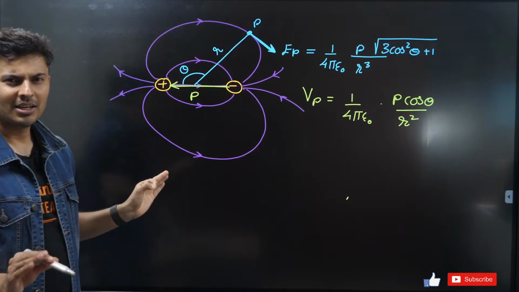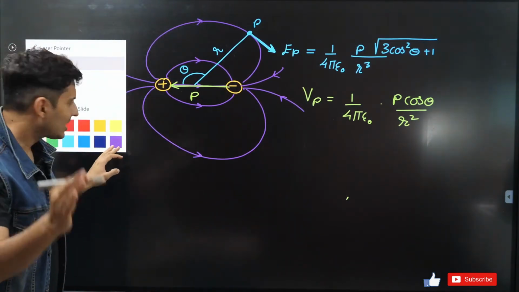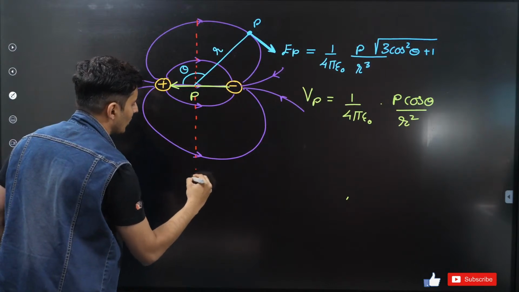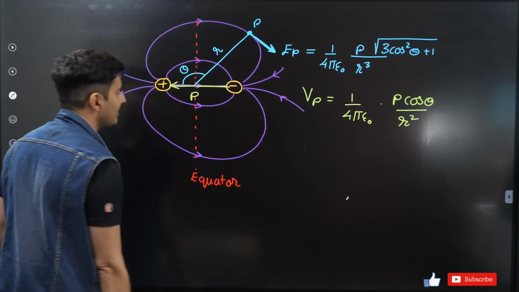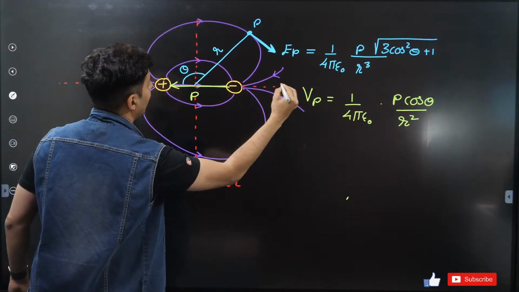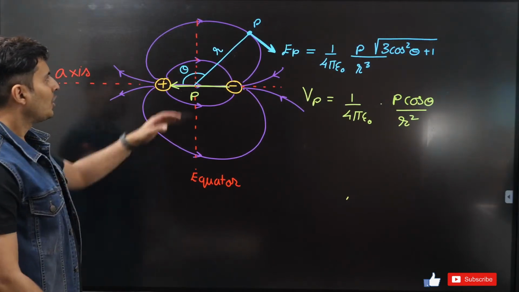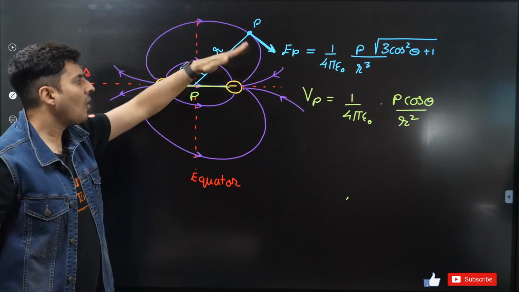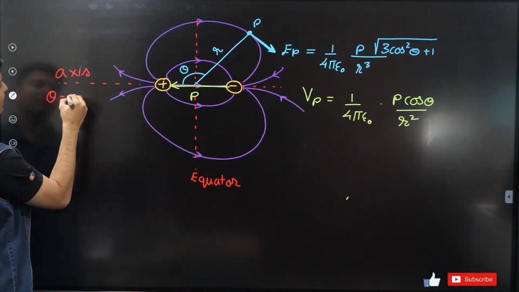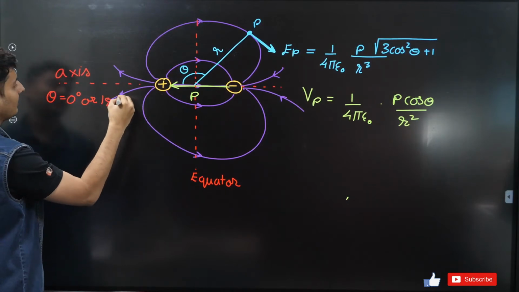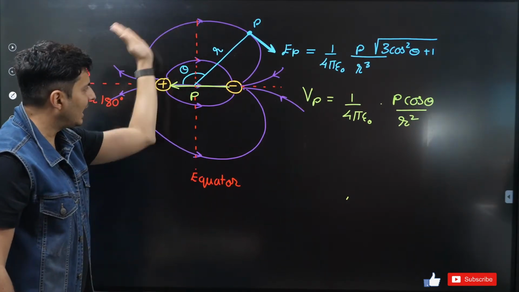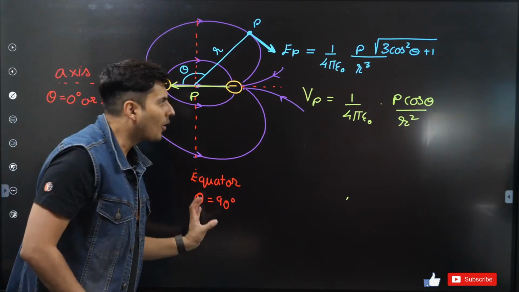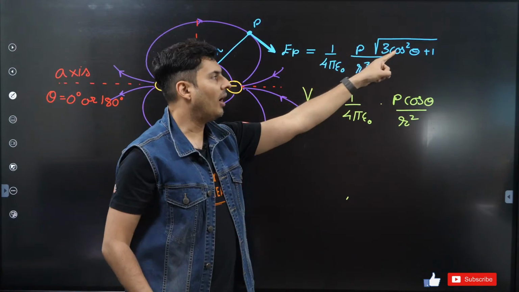You will get the potential at any point. Just to see certain special cases, this line which divides the dipole is always called the equator, and this line which passes through the dipole is usually called the axis. If you take a point on the axis, here or here, the angle theta will be 0 or 180 degrees. On the equator, the value of theta will be 90 or minus 90, so you can just put it as 90 degrees for now. That's the change. Accordingly, you can find the value of the field on the axis as well as on the equator.